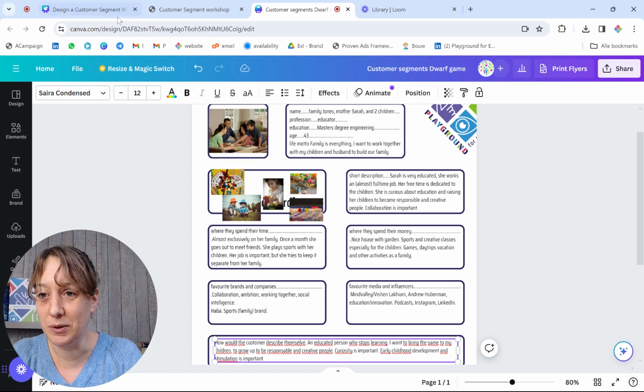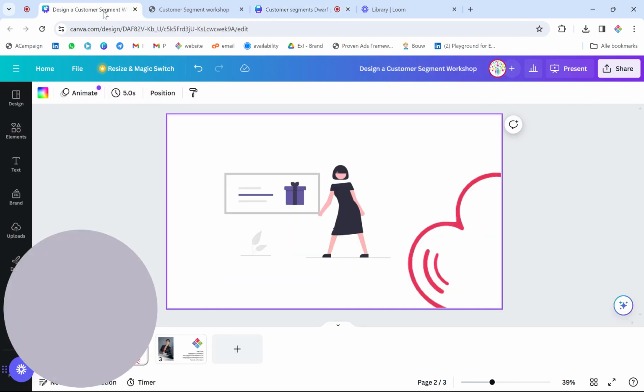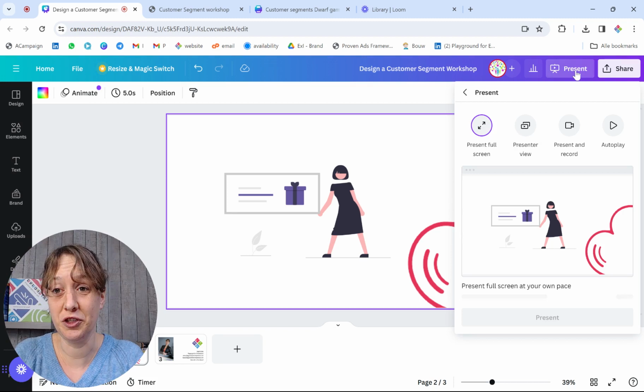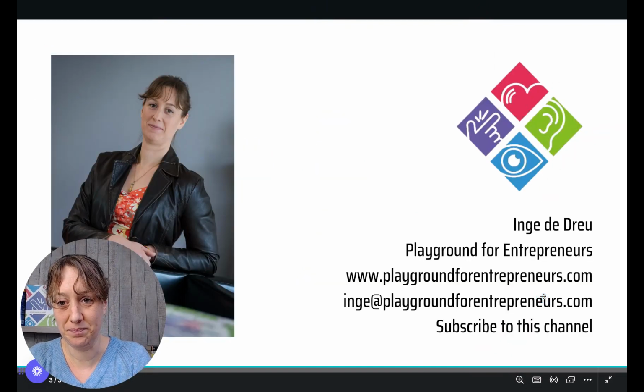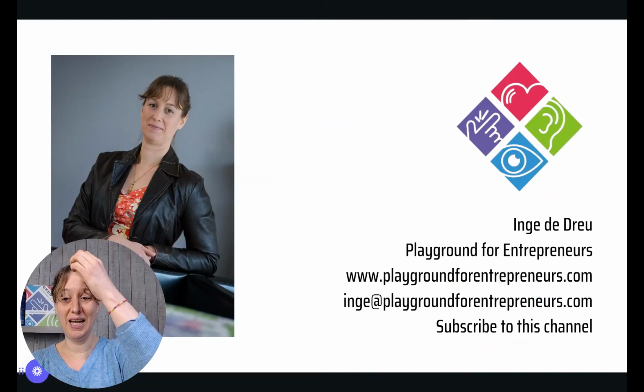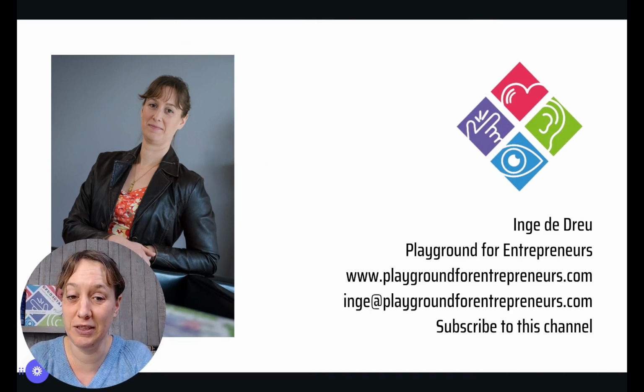So I hope this was useful. You can use this exercise with the sheet in your class or in your workshop. Let me know how it goes. So let's go back to the final sheet. Let me know how it goes and what obstacles or what questions you run into.